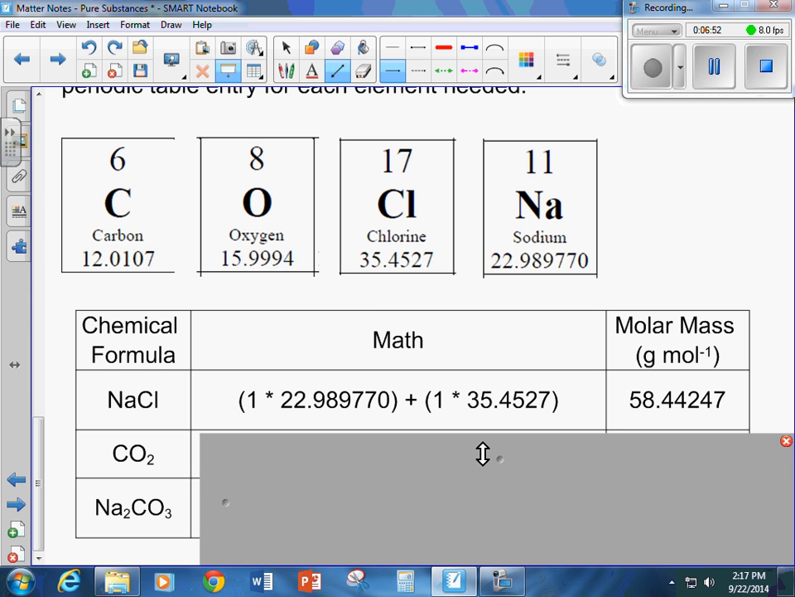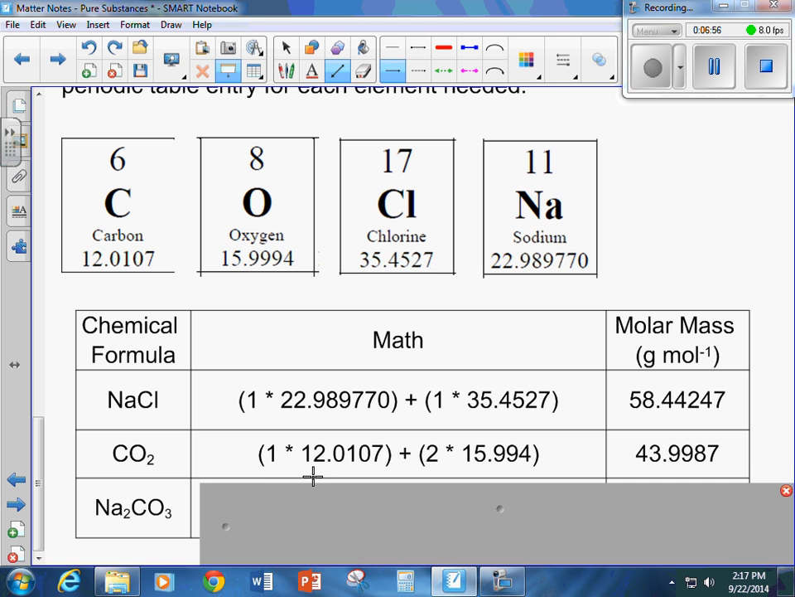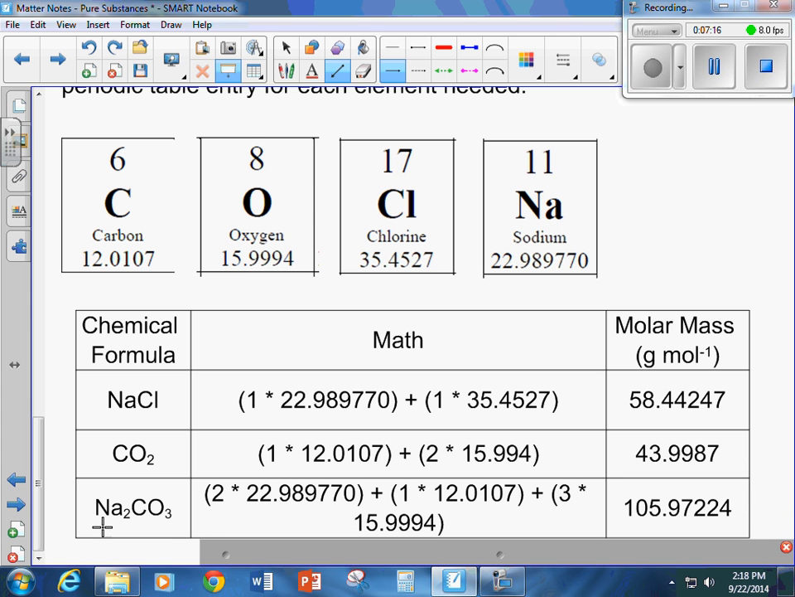All right, so for CO2, we have one atom of carbon, or 1 mole of carbon. We have 2 moles of oxygen, so we need to multiply that by 2, and when you add it together, you should get 43.9987. And then the last one, we have 3 different substances. So to help you identify some stuff here, here's the 2 times the molar mass of sodium. Here's the 1 carbon, and then finally the 3 oxygens, 3 times the mass of oxygen, added together to 105.97224.